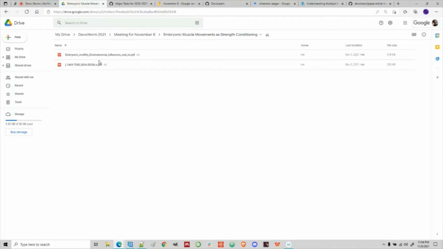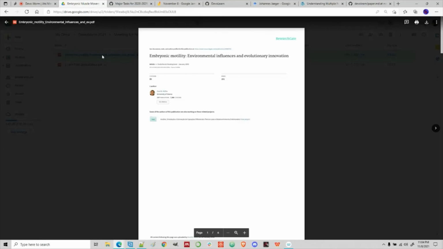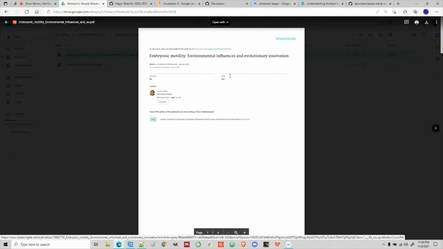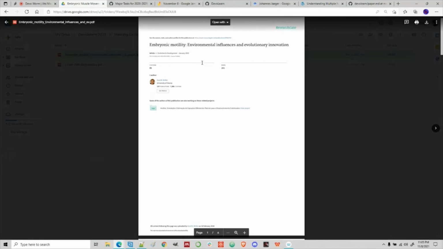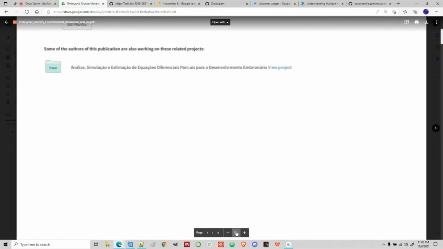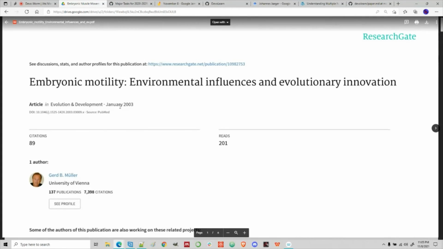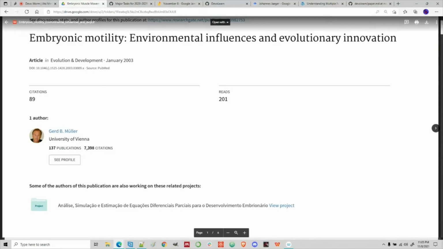Now, in some organisms, and we'll see this in some of these papers, those connections are already made in the embryo, especially in the later embryo. And so let's dig into this. So the first paper is Embryonic Motility, Environmental Influences and Evolutionary Innovation. It's an older paper, from Evolution and Development in January 2003. This is Gerd Mueller, at the University of Vienna.